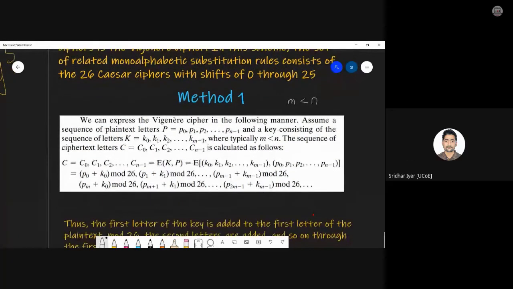Next, the formula. This is the formula using which we can derive a ciphertext. Ciphertext is nothing but encryption. This is a function over here. Encryption is a function.